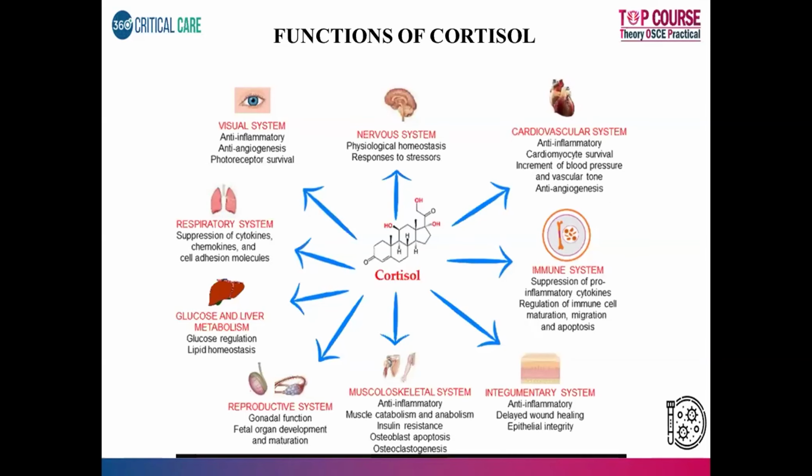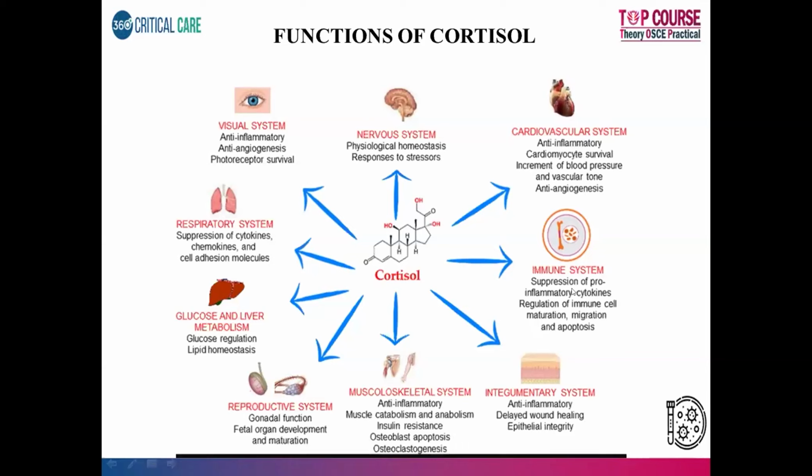Now what is the role of cortisol or the glucocorticoids in our body? It acts on each and every system. In the eye, it has an anti-inflammatory, anti-angiogenesis effect. In the nervous system, it maintains homeostasis and responds to stresses. In the cardiovascular system, it has an anti-inflammatory effect and cardiomyocyte survival. It helps in increasing the blood pressure and vascular tone, and also it has an anti-angiogenesis property.